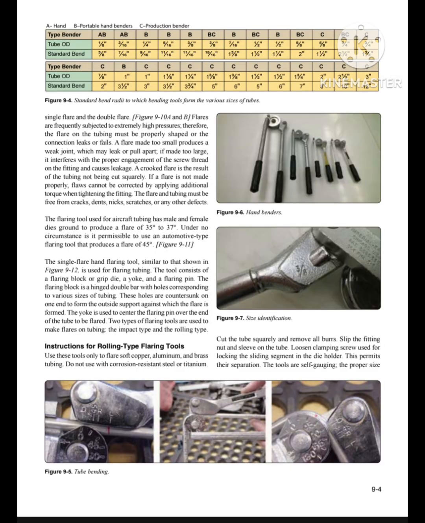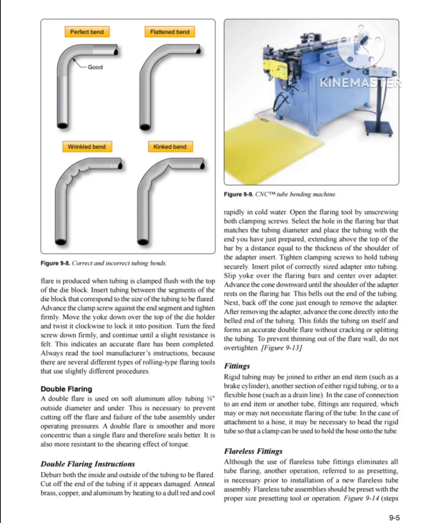After this process, there are instructions for rolling type flaring tools. Use these tools only to flare soft copper, aluminum, or brass tubing. Do not use with corrosion resistant steel or titanium. Cut the tube squarely and remove all burrs. Slip the flaring nut and sleeve on the tube. Loosen the clamping screw used for locking the sliding segment in the die holder. This permits their separation. The tools are self-gauging, and the proper size flare is produced when the tubing is clamped flush with the top of the die block. Insert tubing between the segments of the die block that correspond to the size of tubing to be flared.